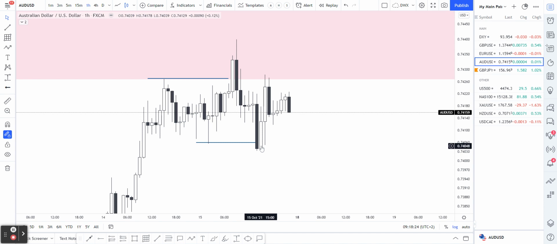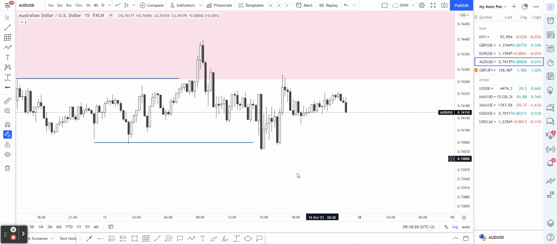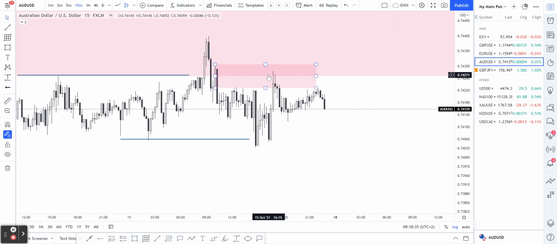We have this push down, break structure, we pull back. So let's look on the 15 minute. Potentially, okay, so this makes a bit more sense. There is our order block. So that's where the trade happened from. And then we just started consolidating.